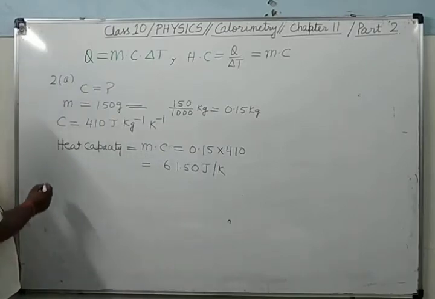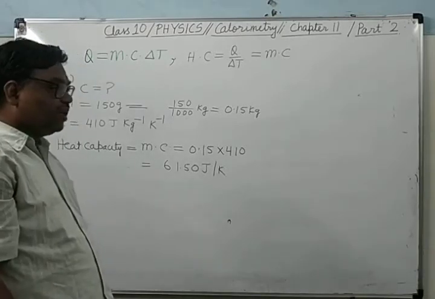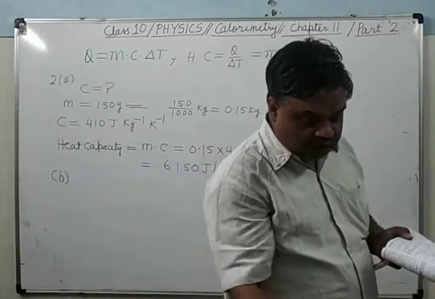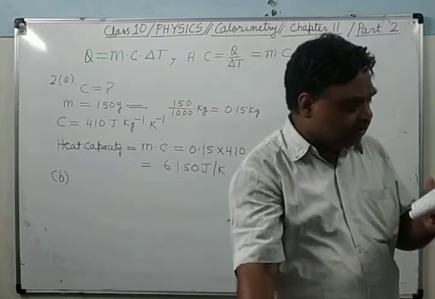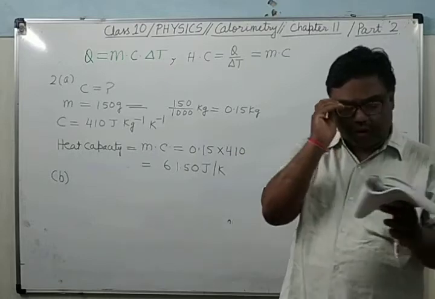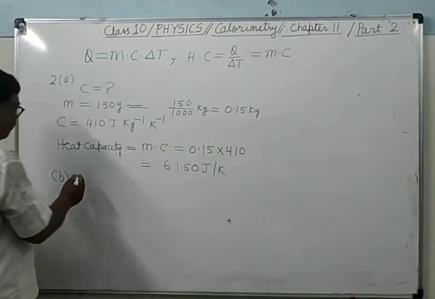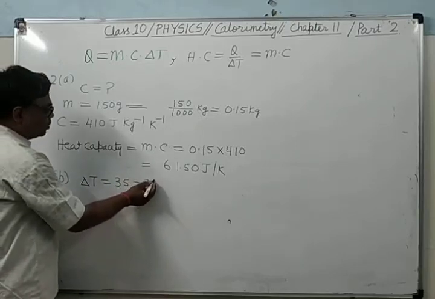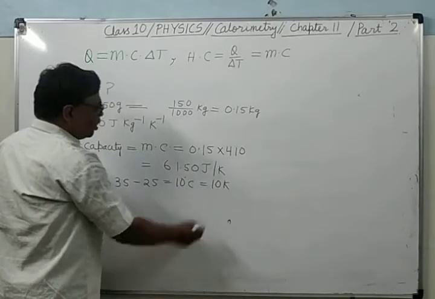It's clear? Now see here, the second part of this is the heat capacity. In the second part, you can also write joule per degree Celsius because the change in temperature of 1 Kelvin is equal to 1 degree Celsius. It's clear? Now see here, how much heat energy will be required to increase the temperature of the vessel from 25 degrees Celsius to 35? So delta T is what? 35 minus 25, that equals 10 degrees Celsius, equals 10 Kelvin.